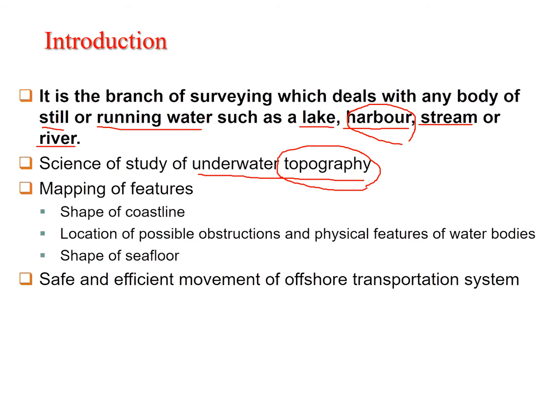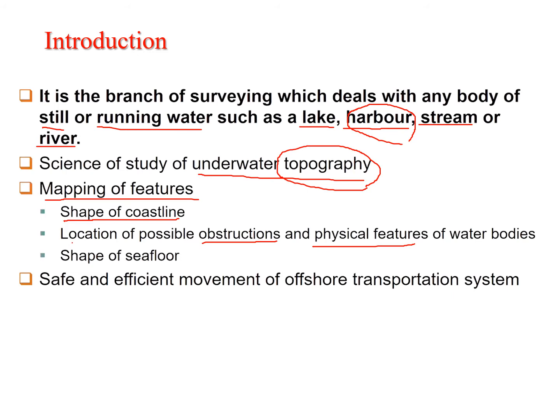Then the mapping features. Just like we determine different depths on the ground surface and then develop contour plans, similarly for underwater, after having determined different water depths, we will develop the maps. We call it simply a topographic map. With this map we will show different things: the shape of the coastline, the location of possible obstructions underwater, and the different physical features.